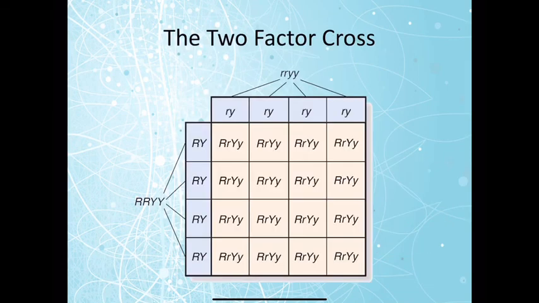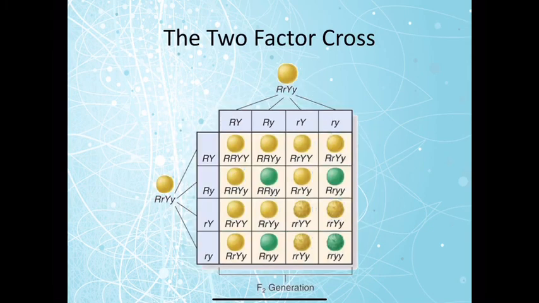Today we're talking about two-factor crosses. We're looking at the likelihood of two traits being inherited together, okay? So this one is talking about round seeds versus wrinkled seeds. So this is a wrinkled seed and this is a round seed. And yellow seeds versus green seeds, okay?